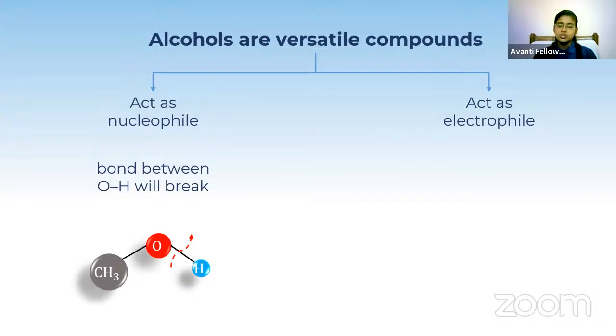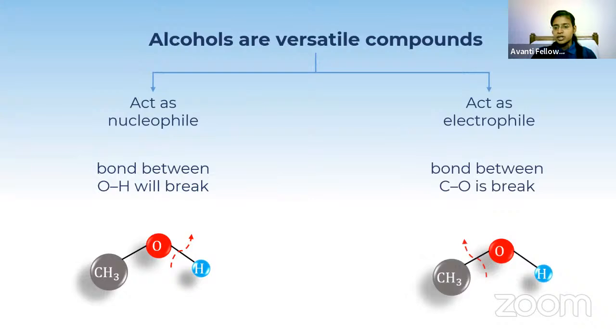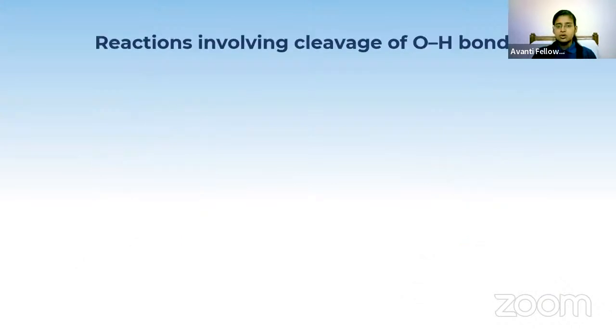In all those cases, the alcohol will act as a nucleophile. And if the bond between carbon and oxygen is getting broken down, then all those reactions will fall under the electrophile category. In all those reactions, alcohol will act as an electrophile. Okay. So first, let me go to the reactions involving cleavage of the OH bond.